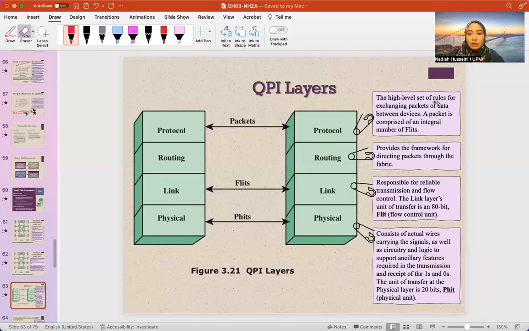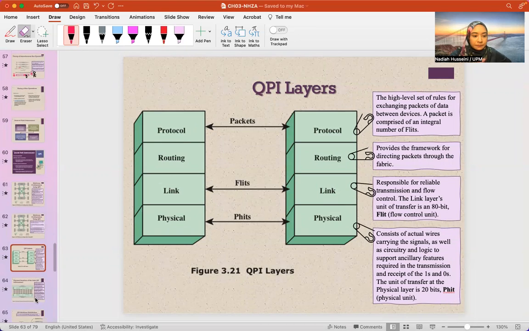And then this is the protocol, the high-level set of rules for exchanging packets of data between devices. A packet is comprised of an integral number of flits. So one packet is a number of flits. This is 20, this is 80, this is a lot more flits. Okay, so moving on. I think this is just definition.